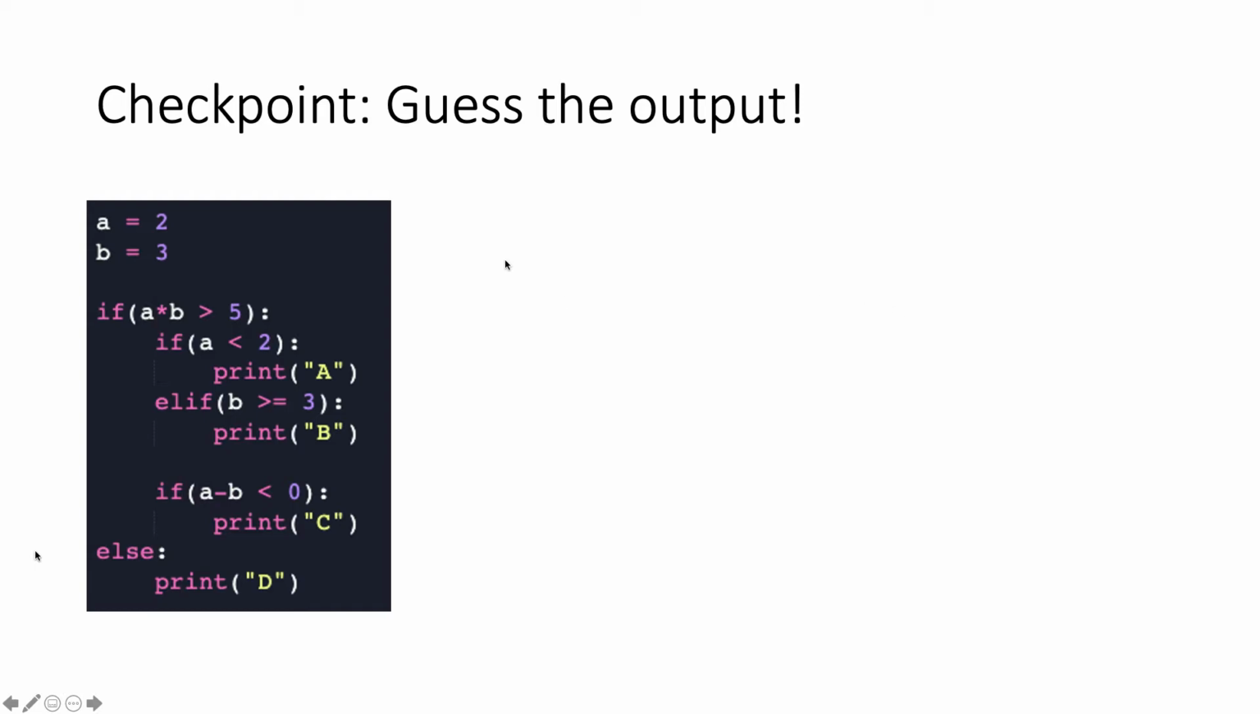So let's try to guess the output of this code. I'll give you some time to pause the video and check it out now. Okay, so what happens over here? Let me try to use my pen to draw. Okay, so I don't think I can use my pen for some reason. Okay, actually I can. So in this case we see the output is B and then C.